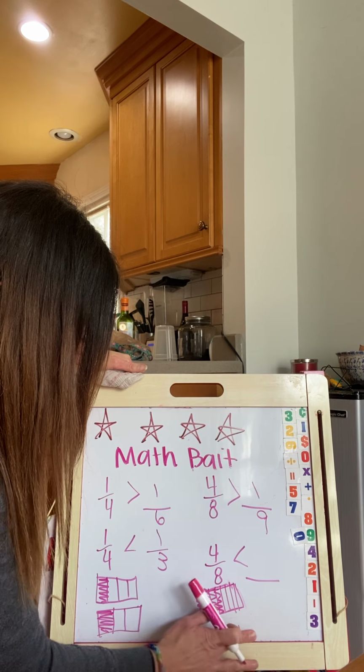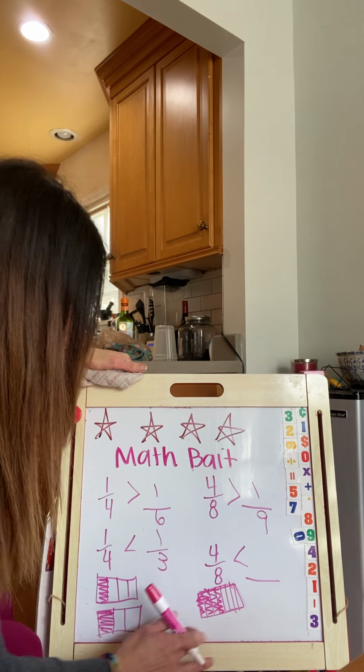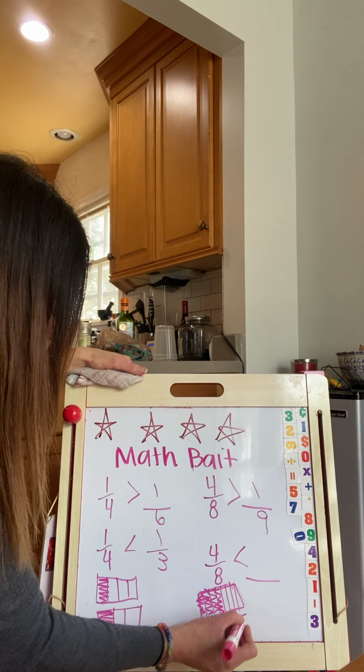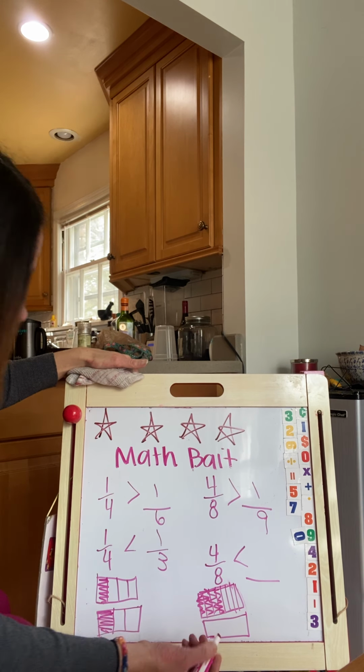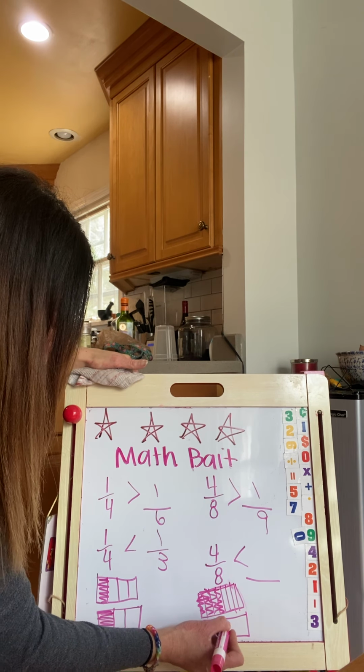Or, now if I want 4/8 to be the smaller number, I'm going to make fewer cuts. So I'm going to break this one up into 4ths. 1, 2, 3. And then I can say that 4/8 is smaller than 3/4. Okay? Pictures help, guys. Really use your pictures as much as you possibly can. Okay.